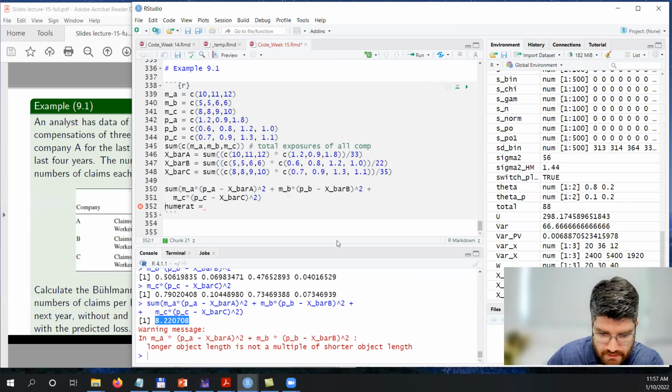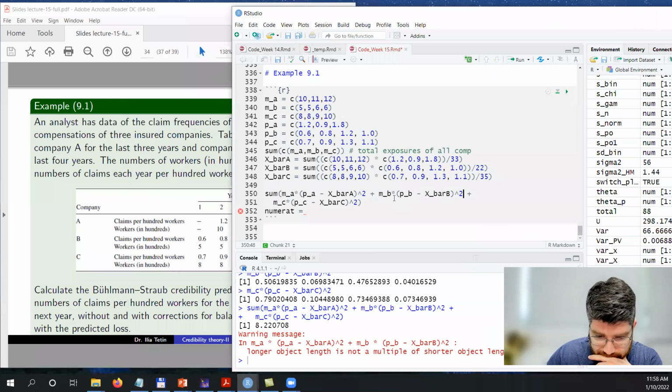More or less the same, but still, let's check whether we have 8, 8, 9, 10. This is okay. 5, 5, 6, 6. This is also okay. 0.6, 0.8, 1.2, 1.0, 0.7, 0.9, 1.3, 1.1. And 35 and 22. Okay. Everything should be fine. But why is the sum 8.22?